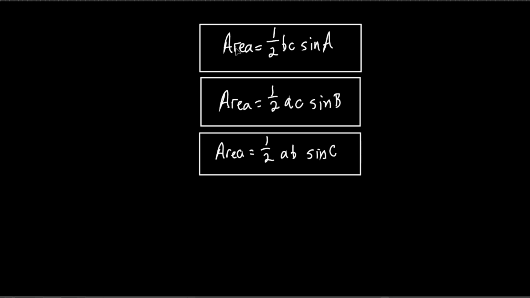Because, look, this is equal to area. This is equal to area. It's the same area, right? This is equal to the area. Again, it's the same area. It's just 3 different ways to find the area of that triangle. So all 3 of these things must be equal to each other. So let's do this. Let's set them equal to each other.